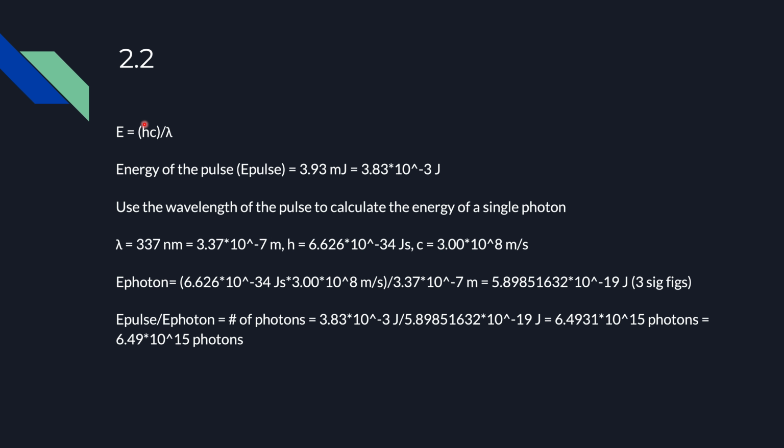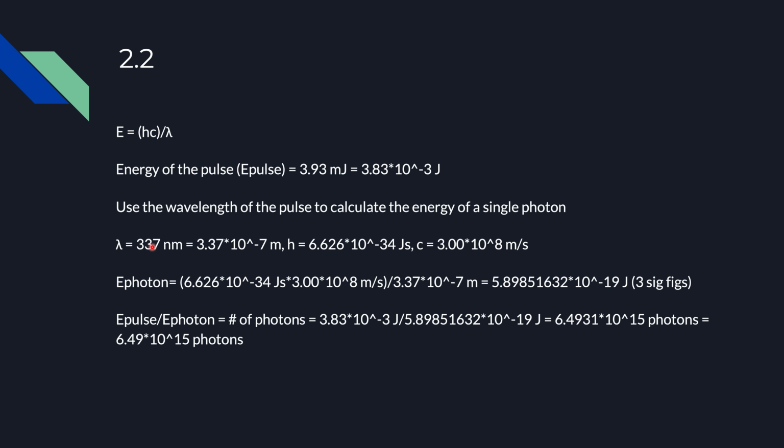So essentially what happens is you want to calculate the energy of the pulse first, which is given to you, 3.83 millijoules, equal to 3.83 times 10 to the negative third joules. And then you want to use the wavelength of the pulse to calculate the energy of a single photon, since you want to divide the energy of the pulse by the energy of a photon to calculate the number of photons located within the pulse. They give you the wavelength, and so therefore you are using the equation E equals hc over lambda.